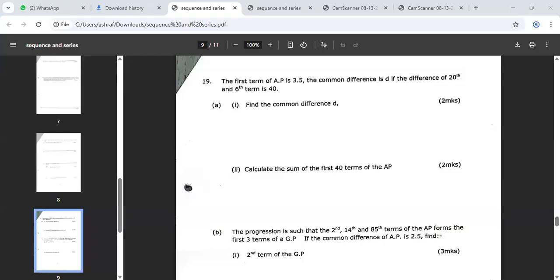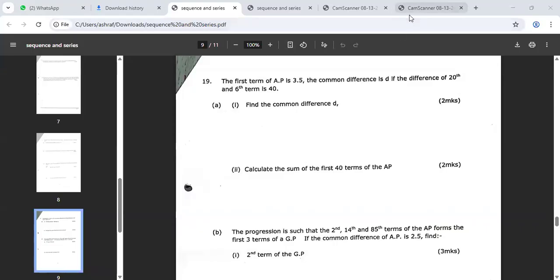Yes, 26 to 76. Sorry? Yes? It has disappeared. D to be 20 over 7. And the sum 2368.7. Okay, yeah, that is correct.